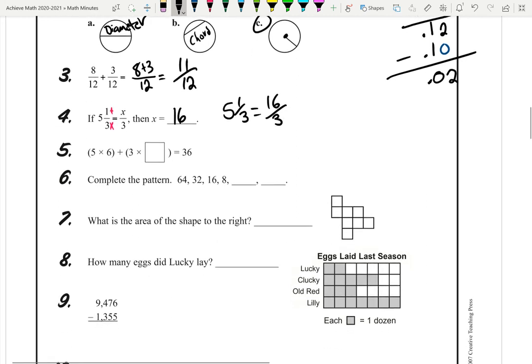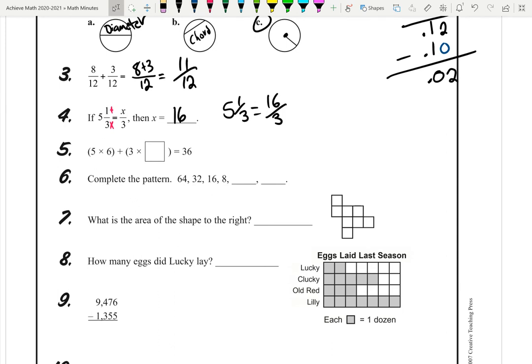Number 5. So with my order of operations, I know that I have to multiply before I add, especially because they're in a grouping symbol. So let me figure out what this is. 5 times 6 is going to be 30. And 30 plus something is 36. Using logic, I can do 36 minus 30 is going to be 6. How can I make 6 from 3 times something? Oh, 3 times 2 is 6.